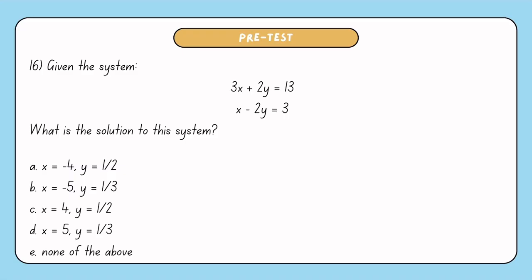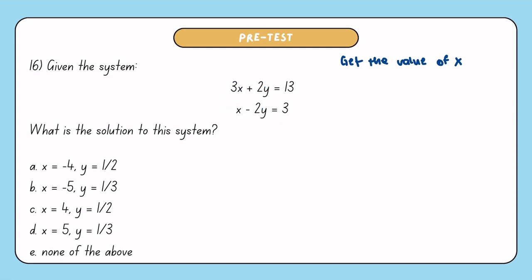Number 16. Given the system 3x plus 2y equals 13 and x minus 2y equals 3, what is the solution to this system? So, ang pinapagawa sa atin sa item na to is hanapin yung values ng x and y. Yung una natin gagawin is to get the value of x. We can do this by adding these two given equations. And the reason for that is nakikita natin na pwedeng mag-cancel out yung dalawang y and matitira tayo with only one variable which is x.